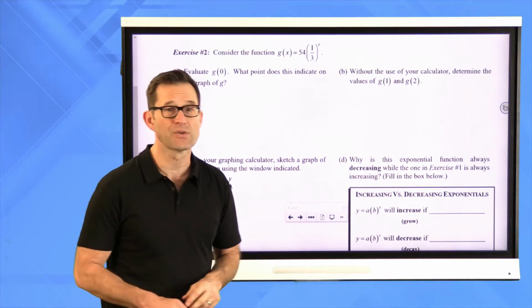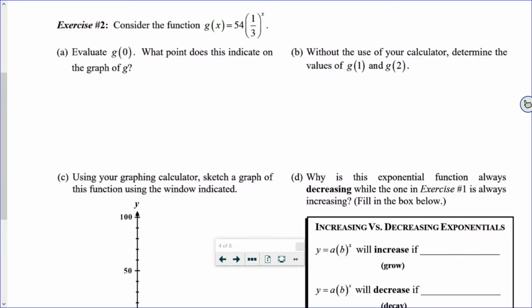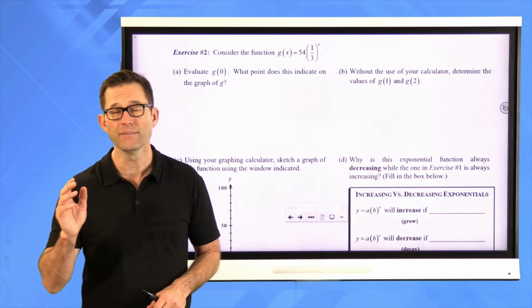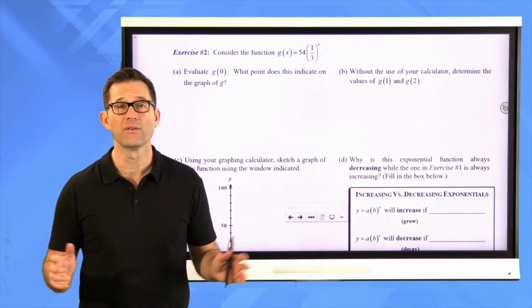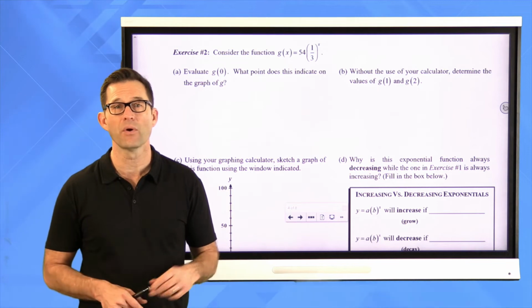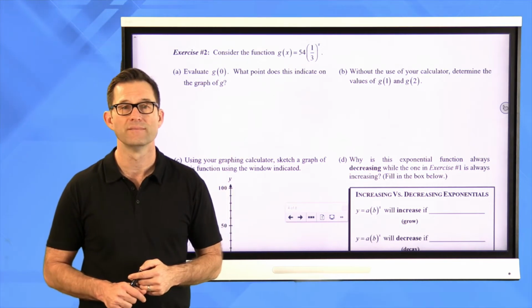So let's take a look at exercise number 2. Consider the function g of x equals 54 times 1/3 to the x. Evaluate g of 0. What point does this indicate on the graph of g? All right, go ahead and do it, right? You know how to do function notation and you know how to work with exponents. Go ahead and figure out g of 0.